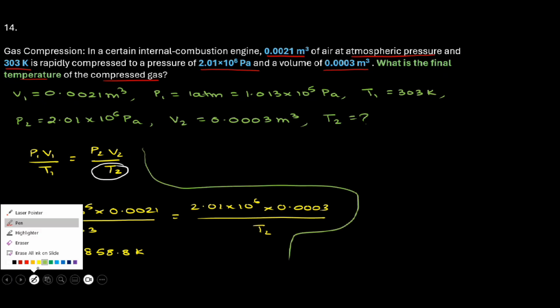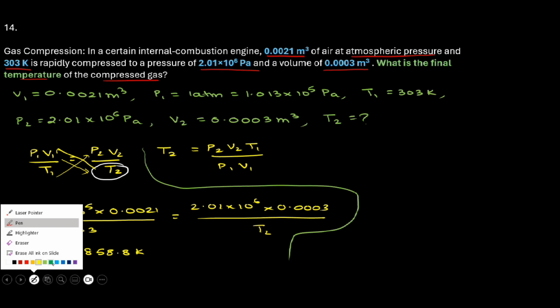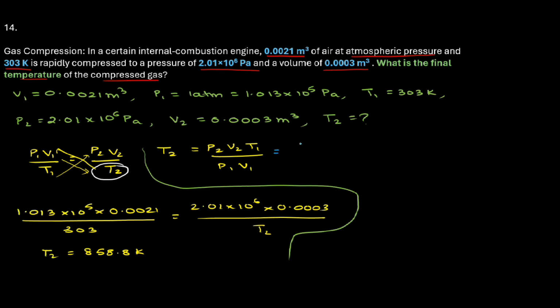Now you can either do this or we can rearrange the term to solve. So how do we rearrange this term? I want to find T2, so I cross multiply. I move T2 to the top here, bring P1 V1 to the bottom, and move T1 to the other side. So I rewrite this expression: T2 equals P2 V2 multiplied with T1 over P1 V1. Then you can substitute and get your answer.